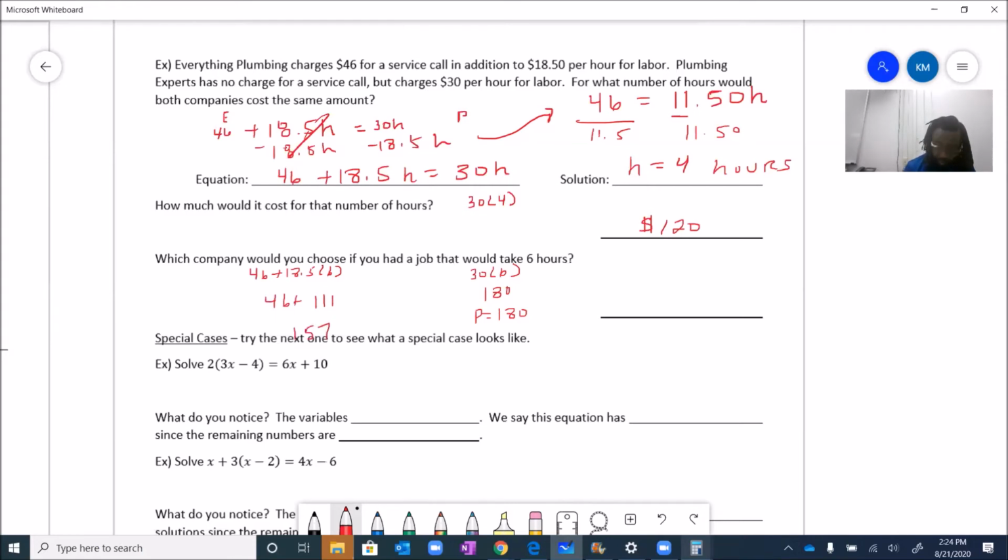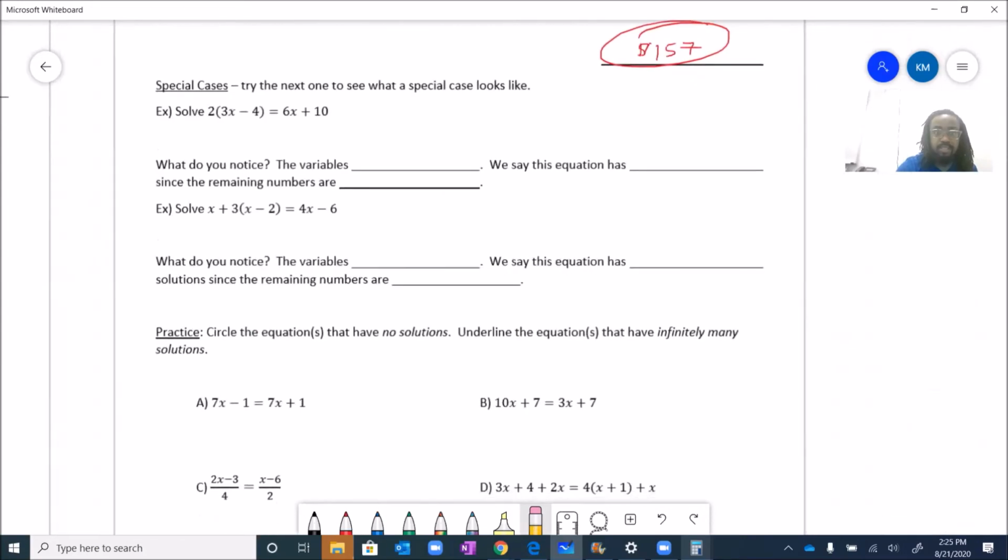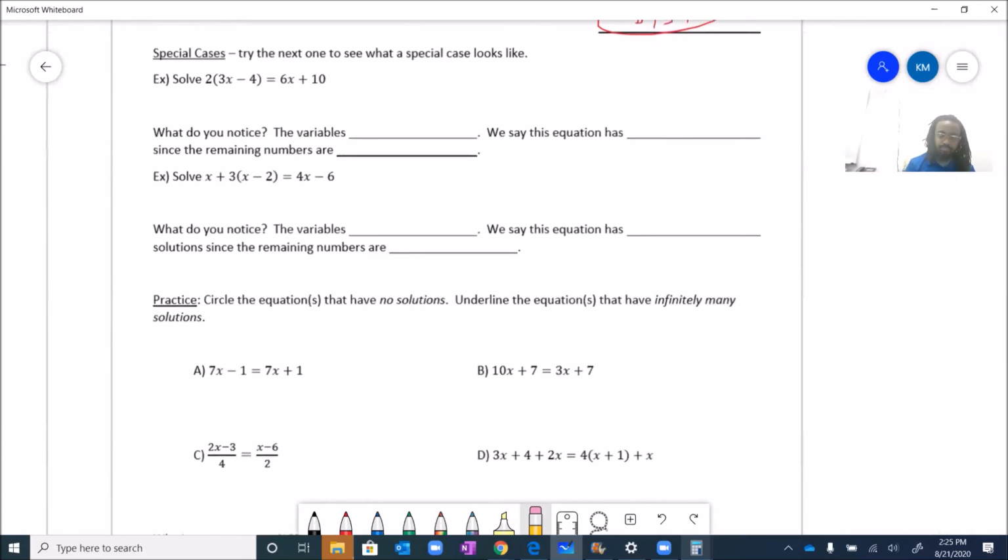So I would choose everything plumbing at 6 hours because I get to save about $23. Special cases, let's look at special cases and see what they look like.